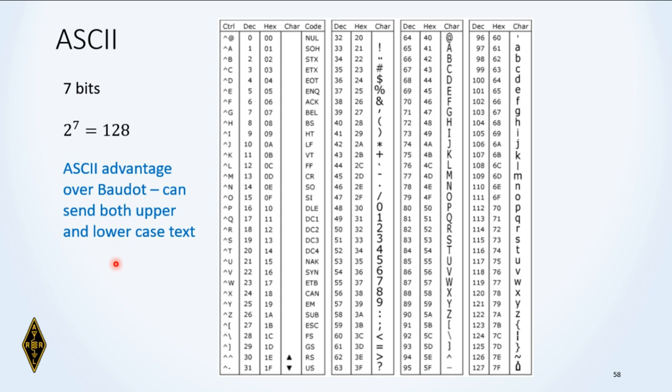Okay, ASCII's advantage over Baudot is that it can send both upper and lowercase text. That'll show up in a pool question. You remember with Baudot, you could only do uppercase.